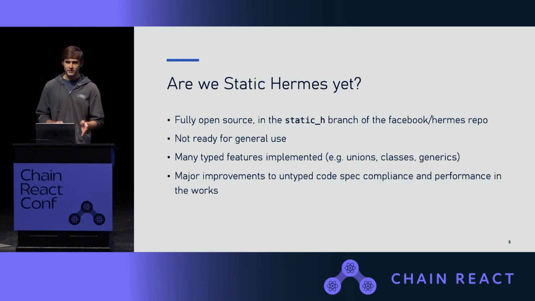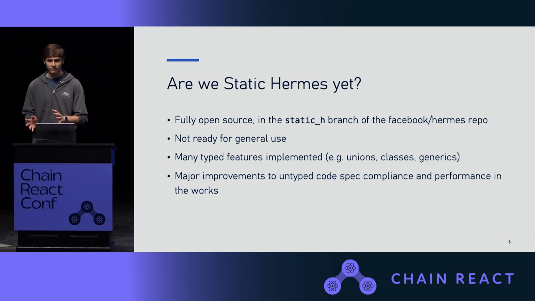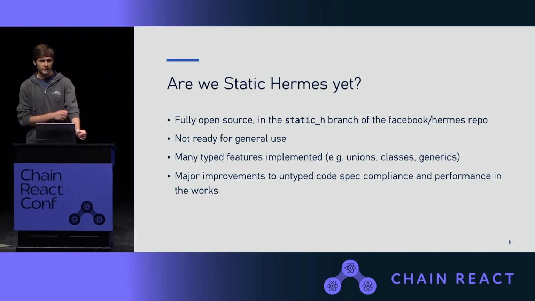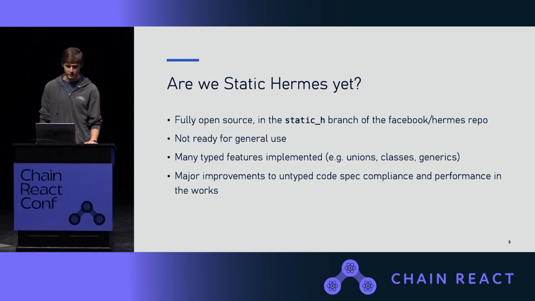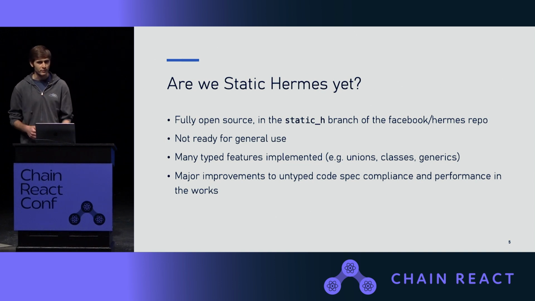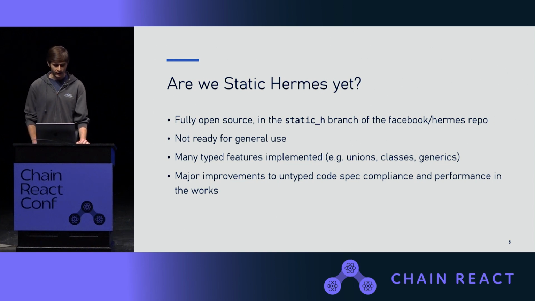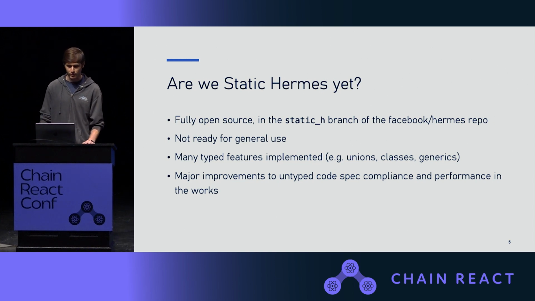Static Hermes has been developed fully in the open on the Static H branch of the Facebook Hermes repo. And while it's not quite ready for general use yet, we've implemented a number of important typed features, like unions, classes, and generics already. And as you've seen, we've had pretty promising performance results. We've also been working on JavaScript spec compliance for untyped code and making improvements to the performance of untyped code. And we're hoping to make these improvements available incrementally before all of the typed work is ready.